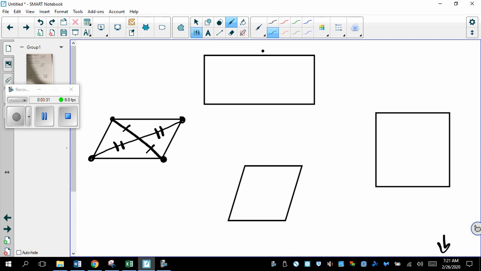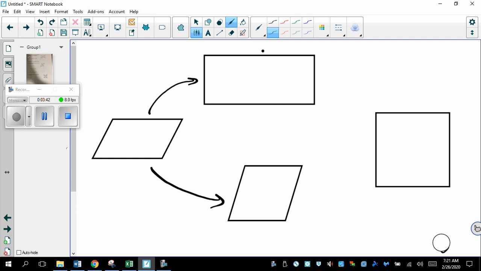Okay, so all those things that we just talked about, all those things I ran through really fast, are true about rectangles, and they're true about parallelograms, and rhombuses, okay? So the difference is for a rectangle, all of these are 90 degrees. So everything else is true.